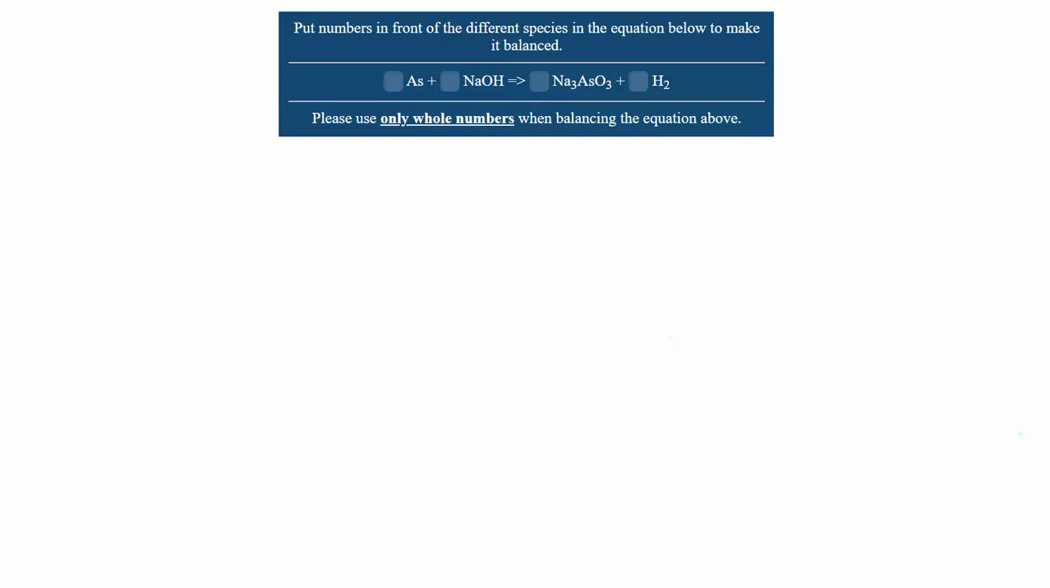Before I go into the details of the question, one of the things you would notice from this is the fact that this is what might be called a redox reaction. But beyond that, when you look at one of the products, the sodium orthoarsenite, Na₃AsO₃.